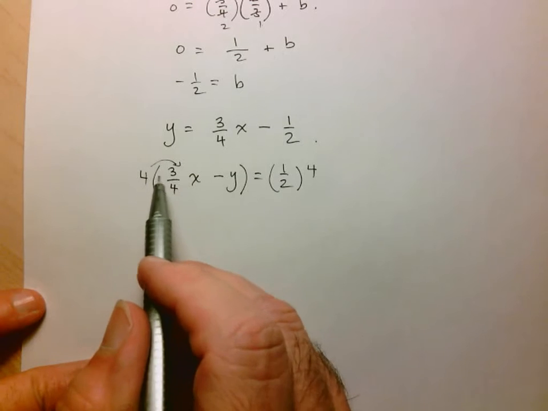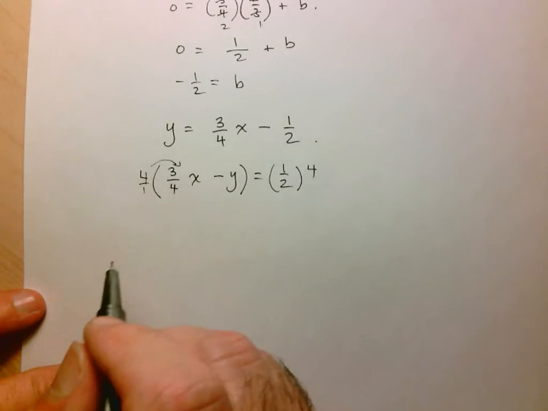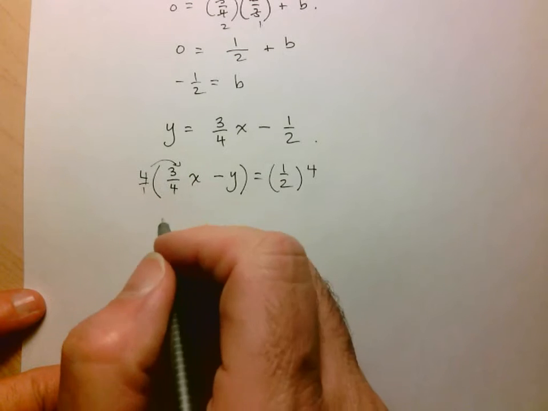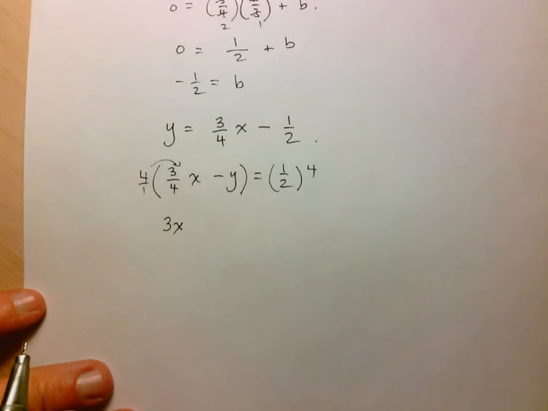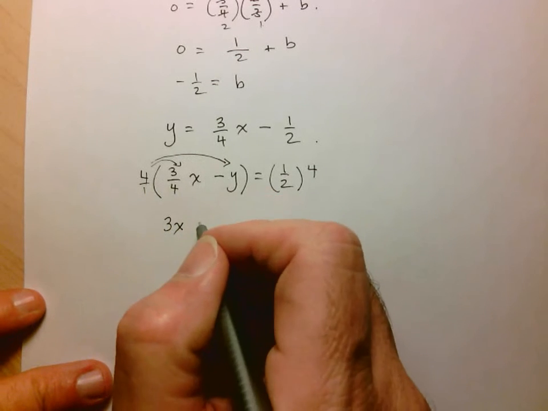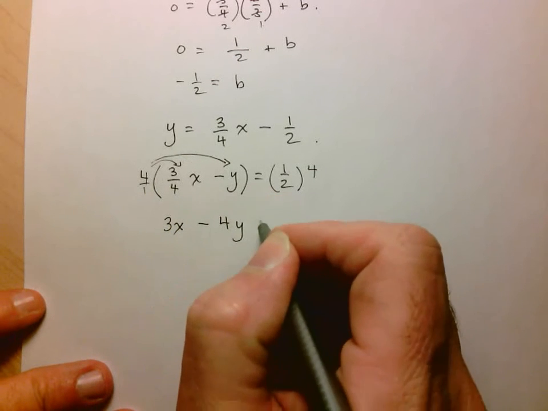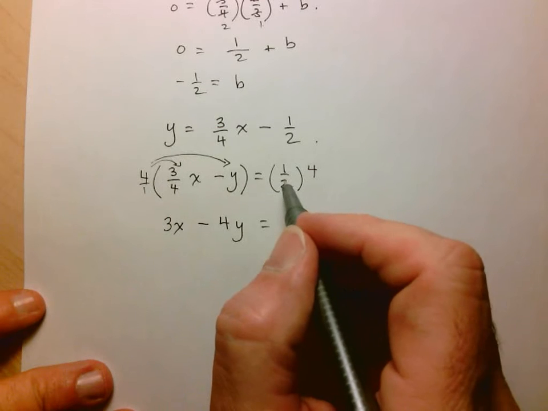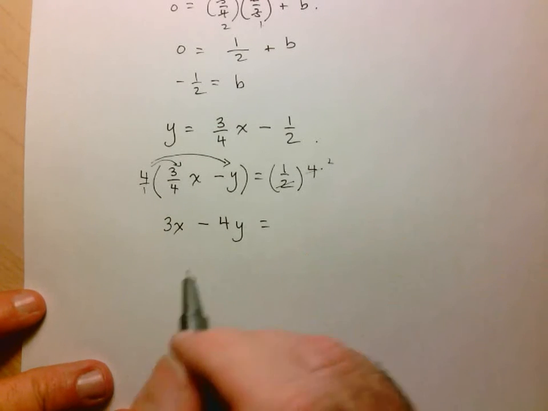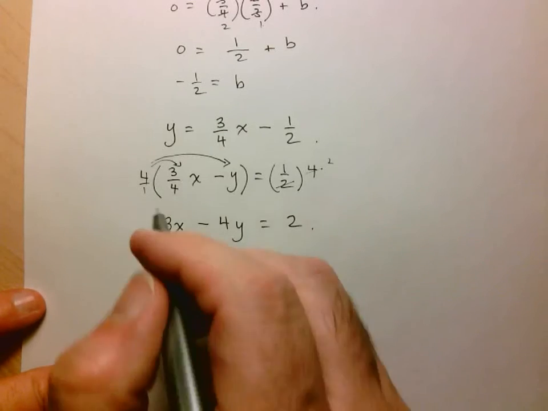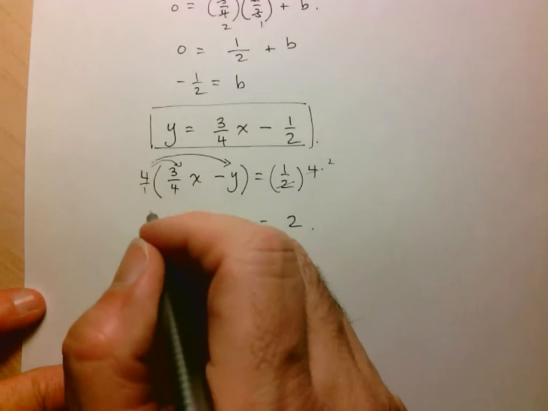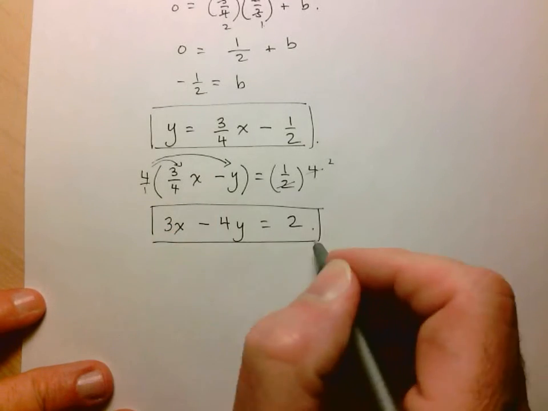So when I multiply 4 times 3 over 4, it's like 4 over 1. The 4's are going to cancel out, and so I'm just left with 3x. Okay, so that's good. Got rid of one fraction. Now I'll multiply the 4 to the negative y. That's minus 4y. And then on the other side, 4 times 1/2. So the 4 here reduces with the 2 there. So I'm just left with 2. Okay. So there's my answer in slope-intercept form, and here's my answer in standard form.